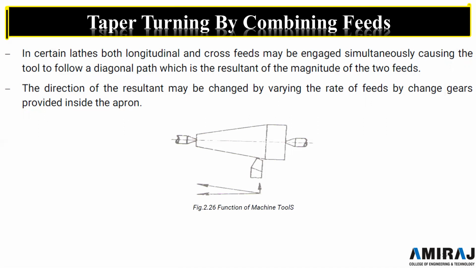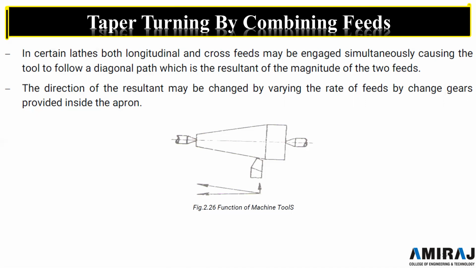Longitudinal feed is sometimes called lateral feed as well, and also tangential. And the cross feed is given so that the tool follows a diagonal path which is the result of the magnitude of the two feeds. The operator will be operating the carriage wheels and the feed of the tool at particular angles simultaneously, and with the hand we can give a particular angle.